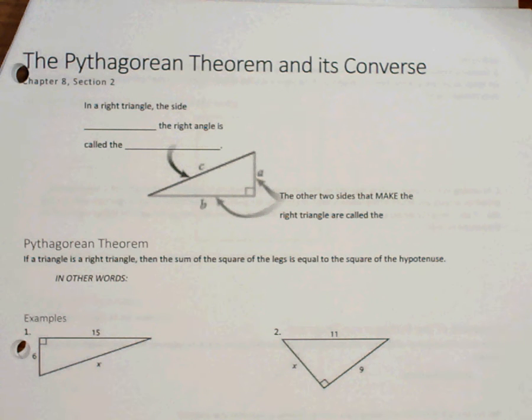Right, chapter 8 is all about right triangles and trigonometry. Before we can get to trigonometry, we're going to talk about some basic right triangle stuff. Section 2 is about the Pythagorean theorem and its converse.